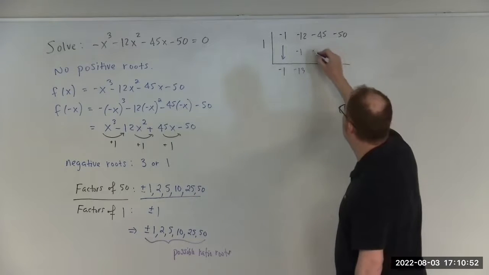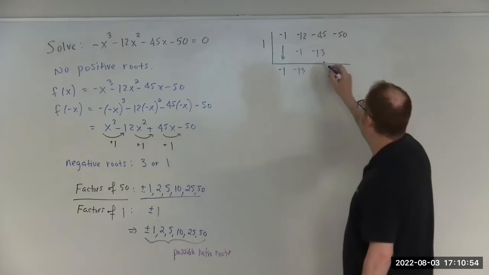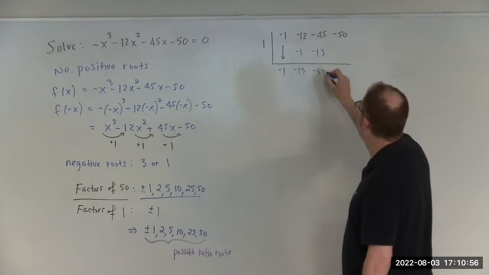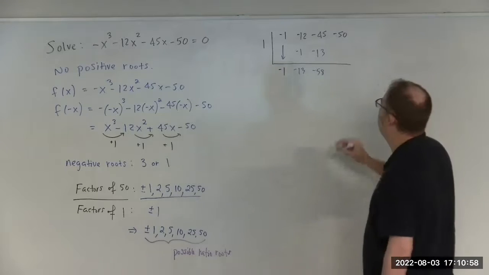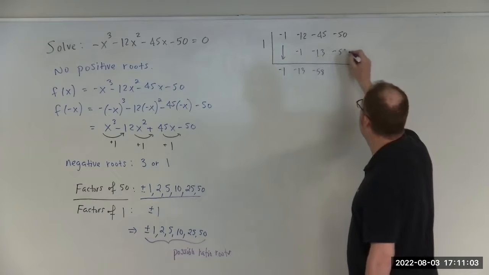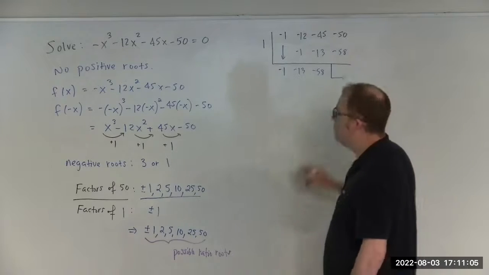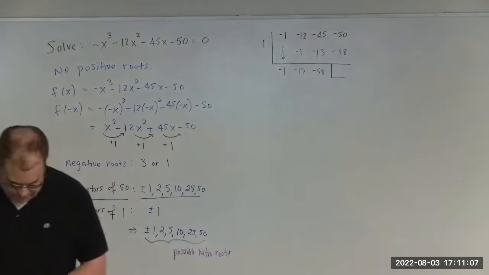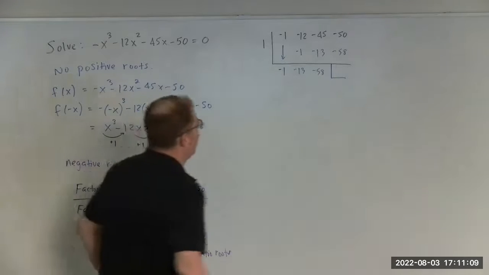Minus 13 times 1 is minus 13, and then we get minus 58. Minus 58 times 1 is minus 58, and so we end up getting minus 108.